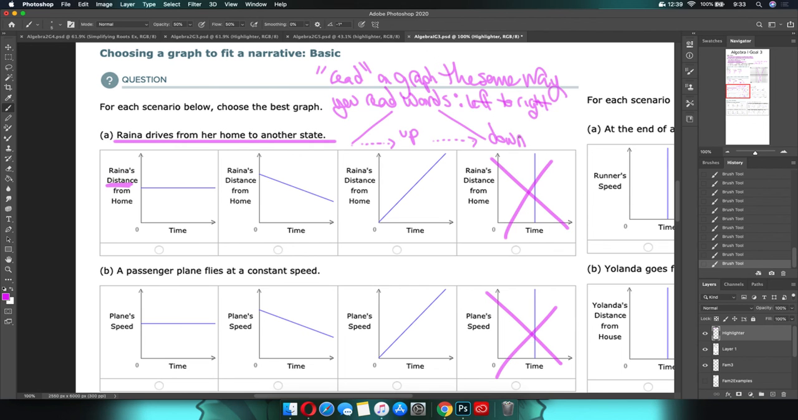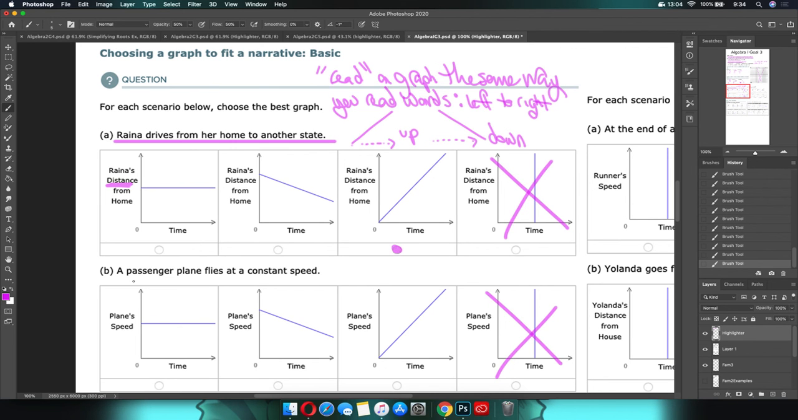And I'm going to leave that written for the remainder of this, and I'll drag it along with me so that you understand. You read a graph going from left to right, the same way you read words. So when you're going from left to right, it's going up. When you're going from left to right, it's going down. So if you are going from home to another state, you're leaving your house and you're putting distance between you and the house as you go to the other state, which means your distance is increasing, it's going up.